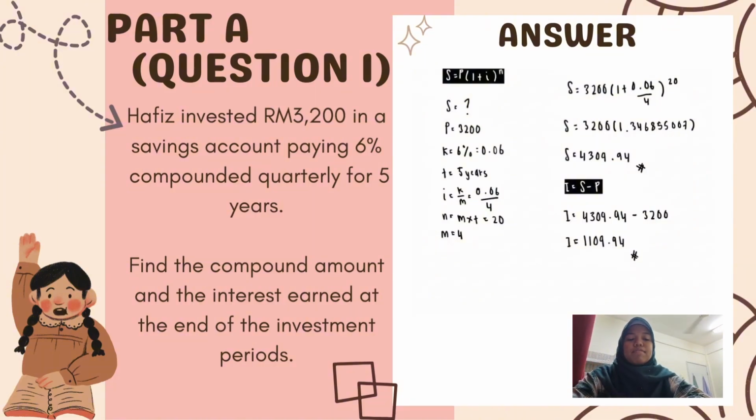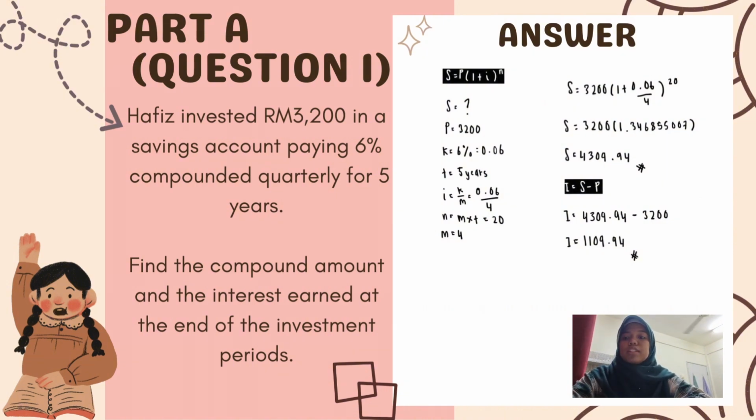P. First, P is the principal amount. So, P equal to 3,200. The keyword is investment. K is the nominal interest rate. So, K equal to 6%. We convert this to a decimal, K equal to 0.06. M is the number of compounding periods per year. Since the interest is compounded quarterly, it happens 4 times a year. So, M equal to 4.